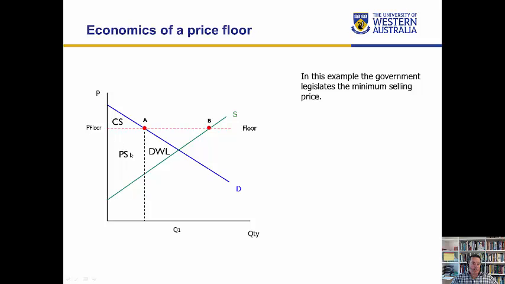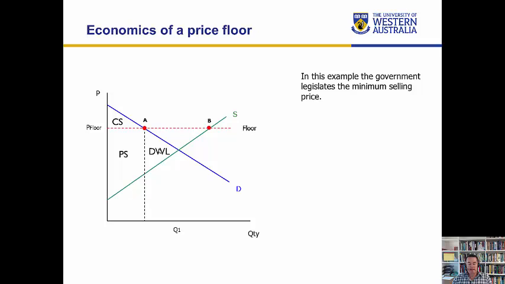So what we have here is a situation where, because the price has increased, consumer surplus is now equal to the area CS, producer surplus is the area PS, and a deadweight loss has actually been created, equal to DWL. So once again, the market intervention creates a deadweight loss.